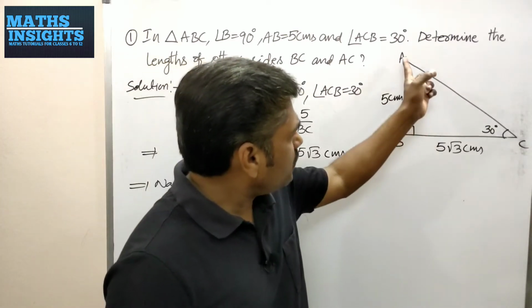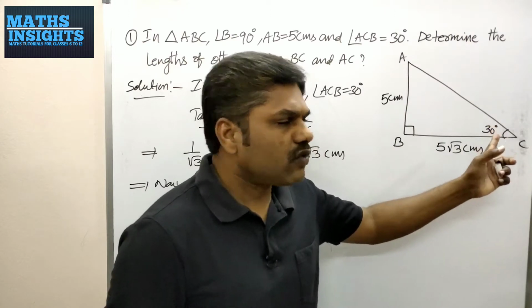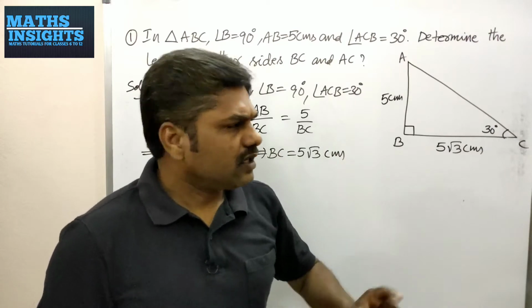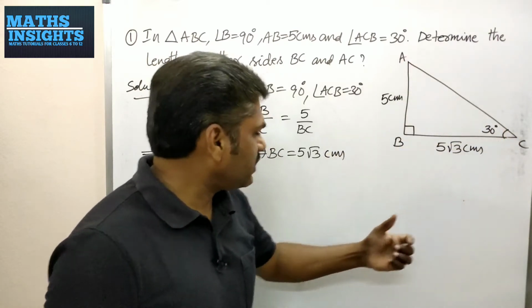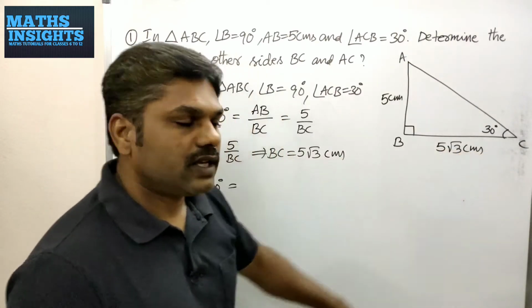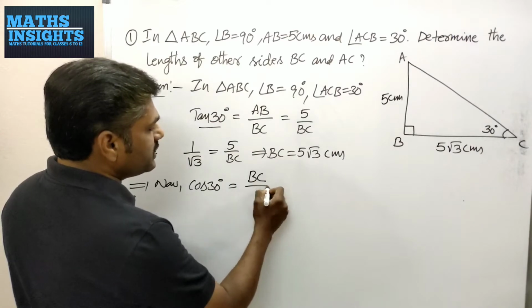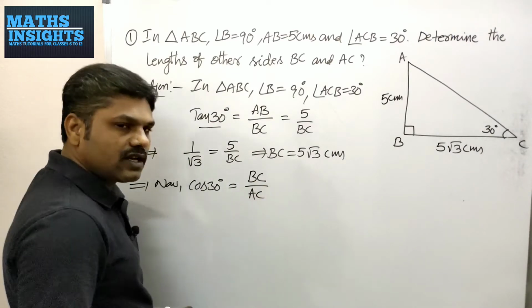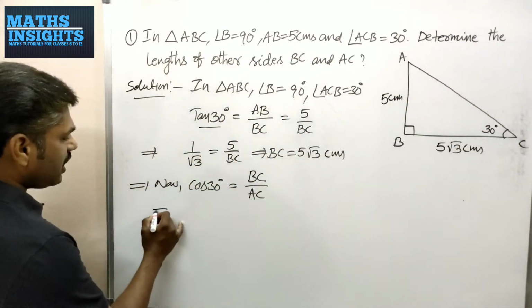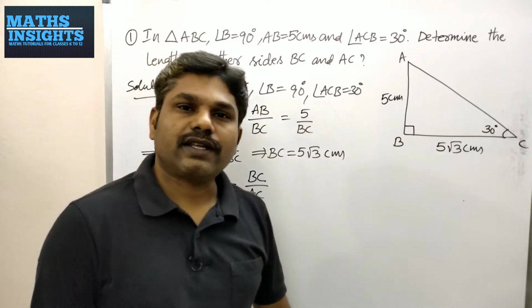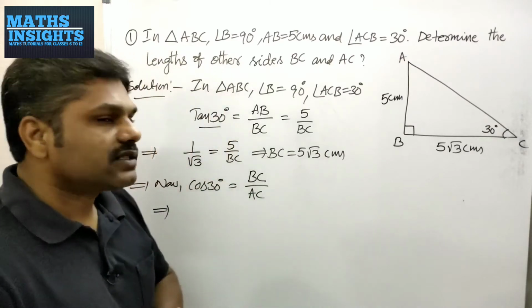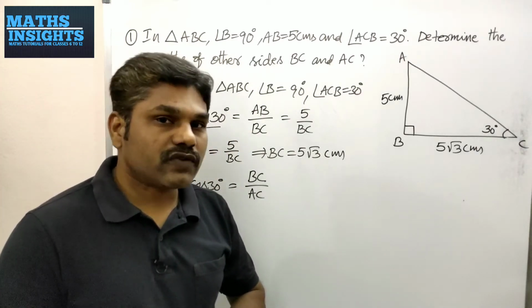Because if you want this hypotenuse, you may have cos or sine. In both the trigonometric ratios, sine and cos, you will have this hypotenuse. But I am using cos 30. Cos 30 is defined as side adjacent to 30, which is BC, by hypotenuse, the side opposite to 90 degrees. This is the hypotenuse. Therefore, cos 30 value is root 3 by 2. Cos 30 or sin 60, both are the same if you observe from the table.